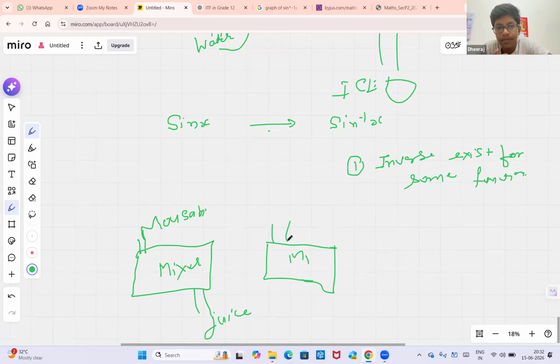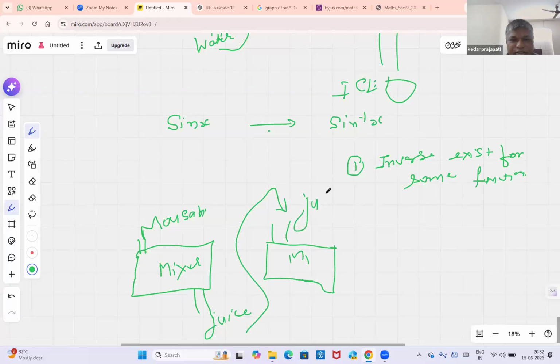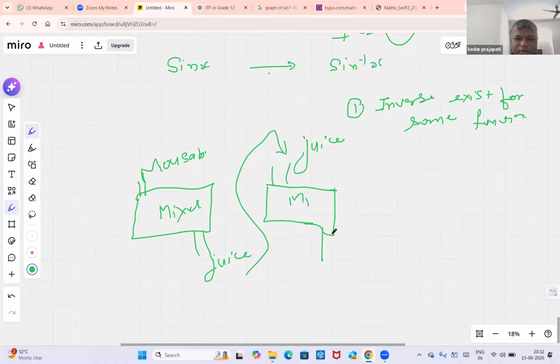Which takes juice as input. This output I am giving as input to another function. But even though it is taking juice, it cannot give us Mosambi, because Mosambi is a fruit, and it is very difficult for a machine to create a fruit. So even though it is taking juice, it cannot give you Mosambi.